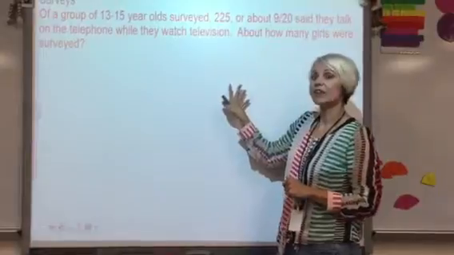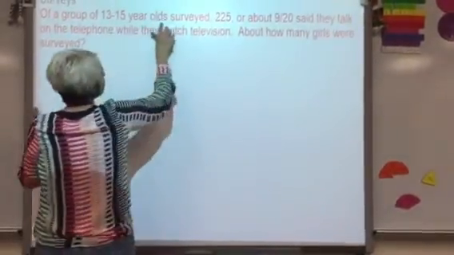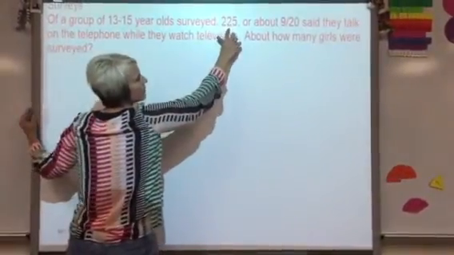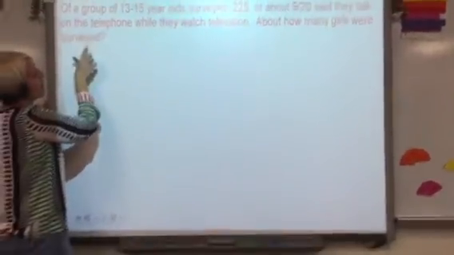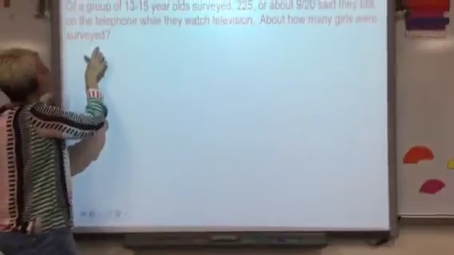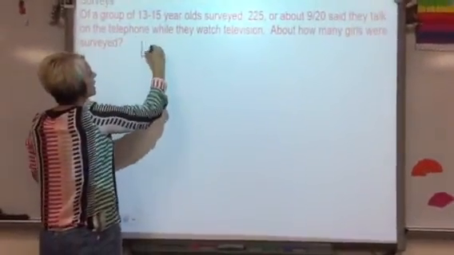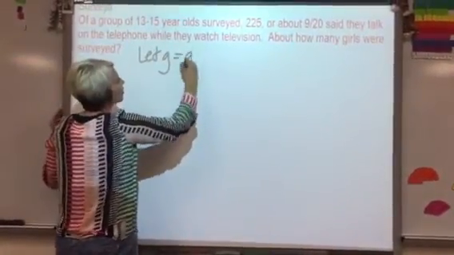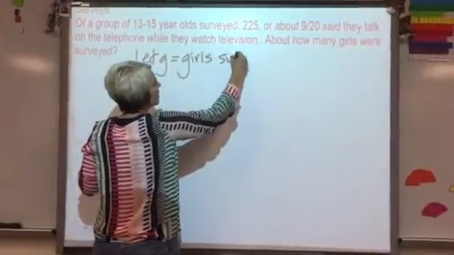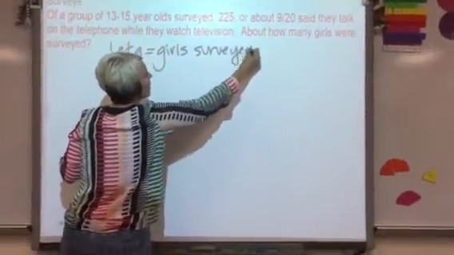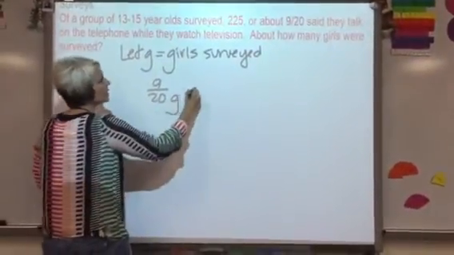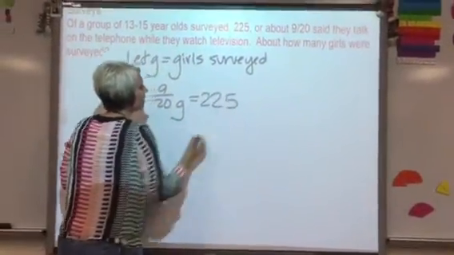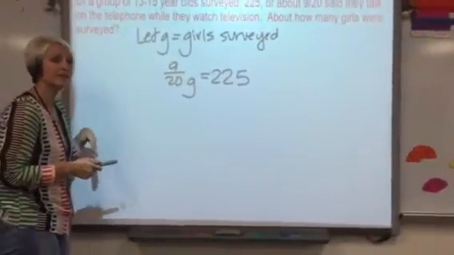Now let's put it together. Of a group of 13 to 15-year-olds surveyed, 225, or about 9/20, said they talk on the telephone while they watch television. About how many girls were surveyed? So what we're going to do is say let G equal girls surveyed, because that's what we're looking for. 9/20 of the girls is equal to 225. I've now written an equation that I can solve.